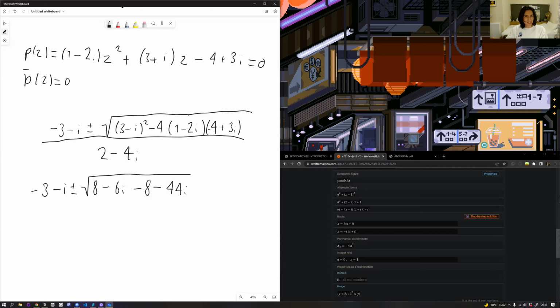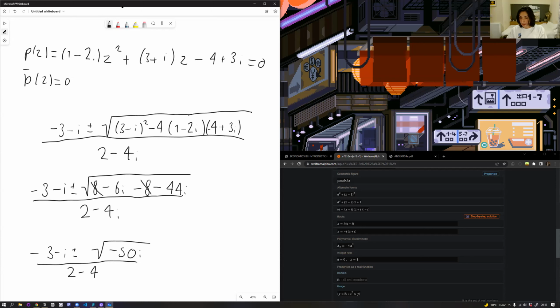Does that work? I'm sorry, I'm leaping in logic here. But yeah, let me just try this. So that cancels, and then it's negative 50i. Is that right? Yeah, so negative 50i rooted. I could just plug this into Wolfram Alpha, which is what I'm going to do if I don't quite get this right.